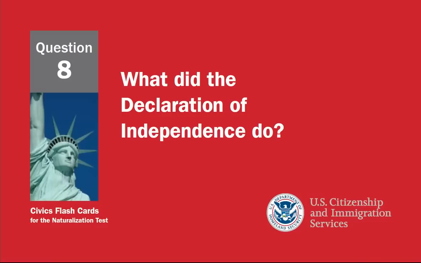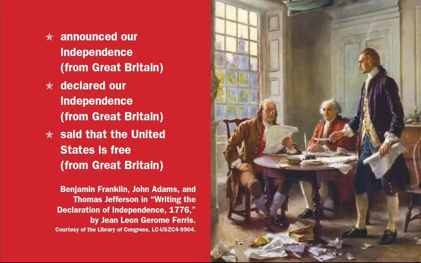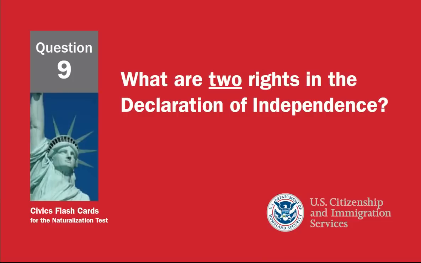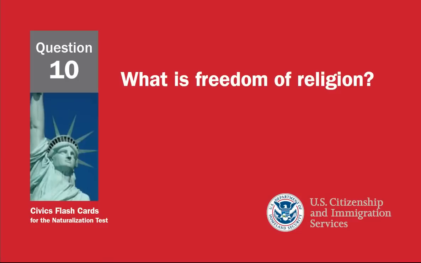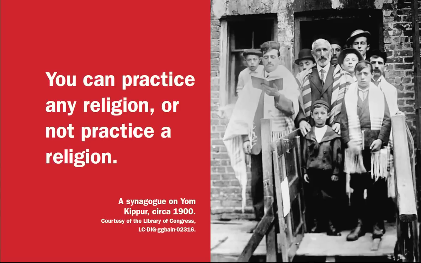What did the Declaration of Independence do? Announced our independence from Great Britain. Declared our independence from Great Britain. Said that the United States is free from Great Britain. What are 2 rights in the Declaration of Independence? Life, liberty, pursuit of happiness. What is freedom of religion? You can practice any religion or not practice a religion.